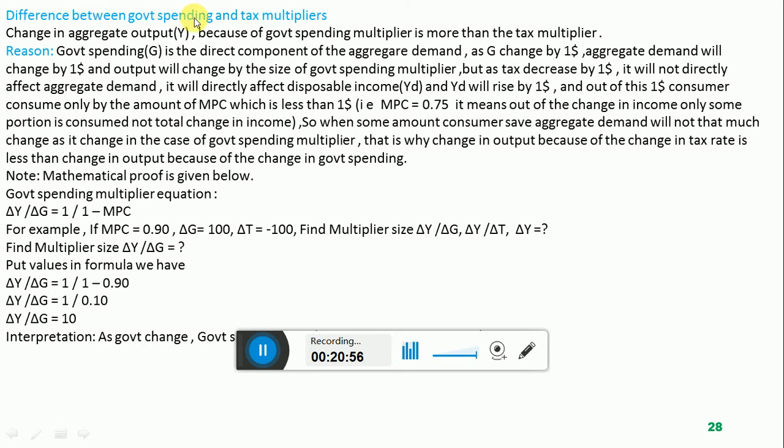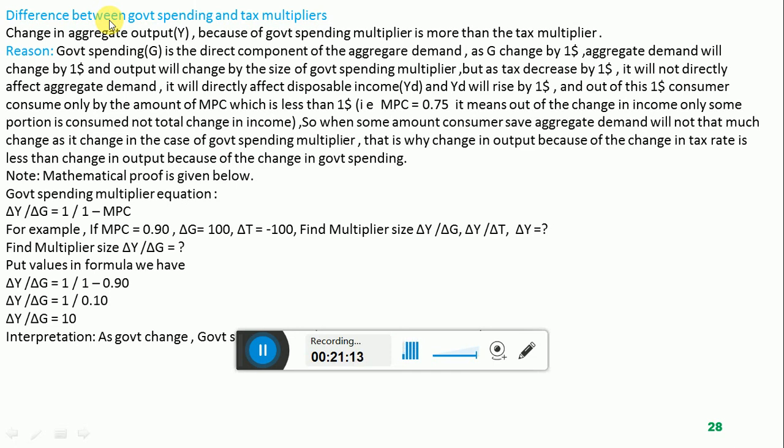Difference between the government spending and tax multipliers. This is the next section. We are differentiating the government spending multiplier from the tax multiplier. What is the difference between the two multipliers?